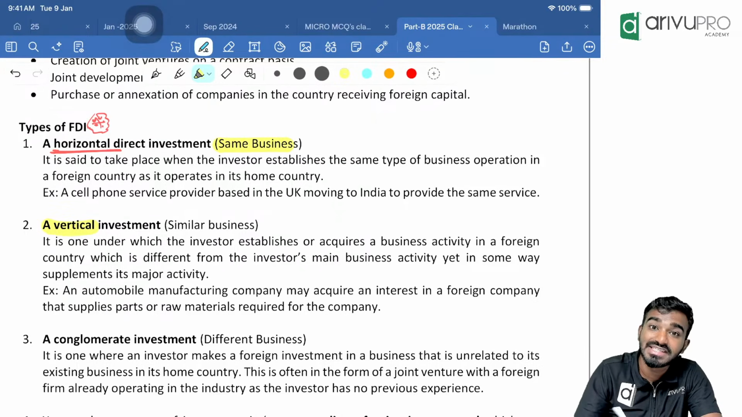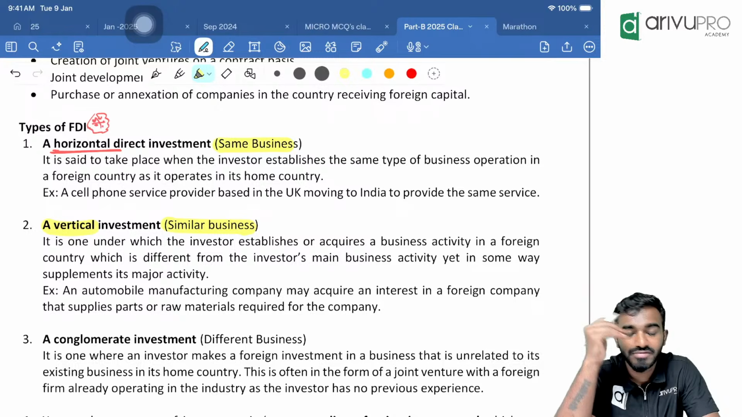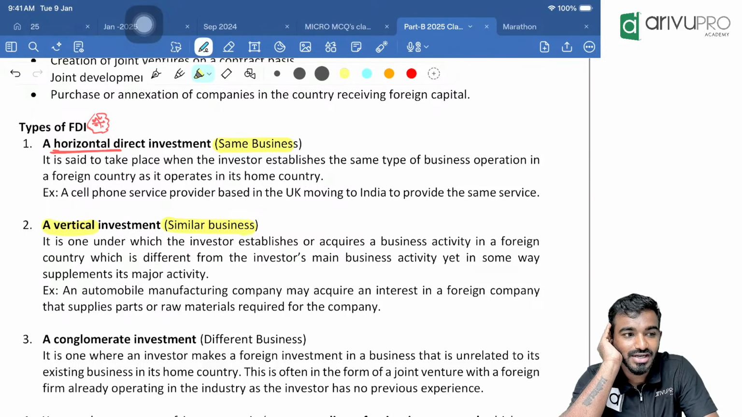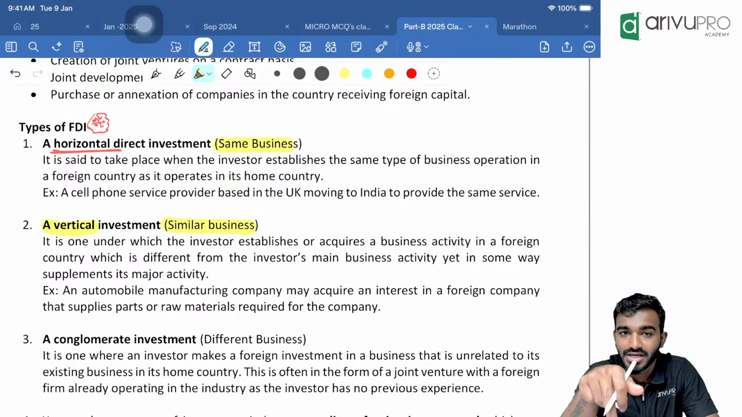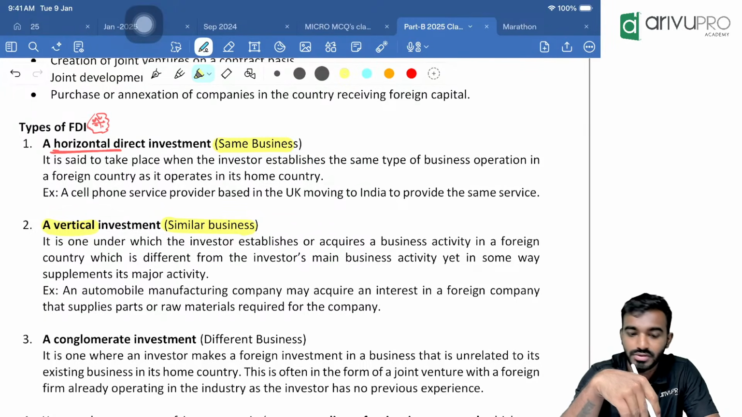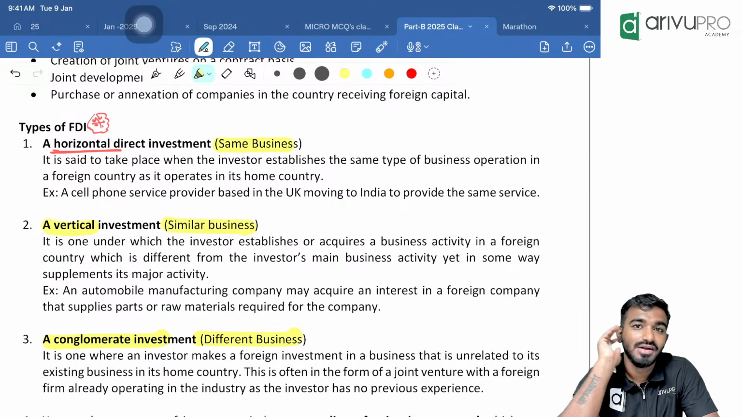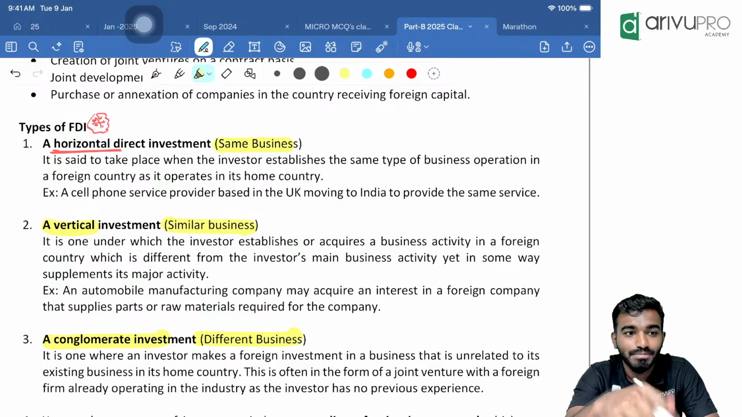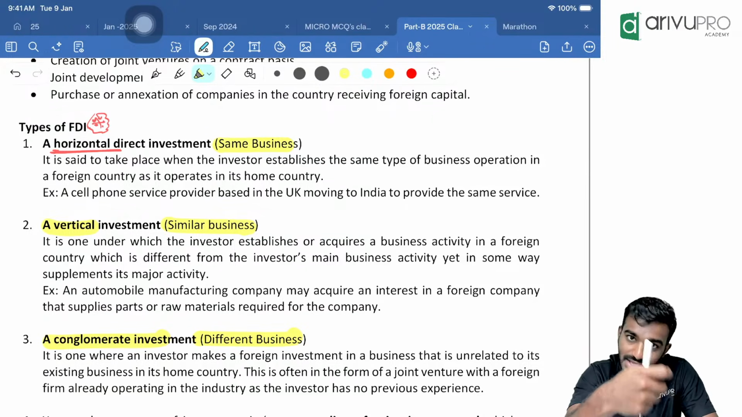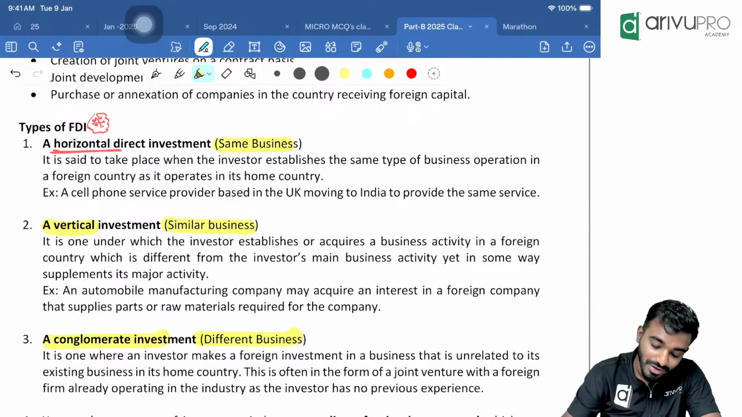Vertical investment: similar business, not the same. Let's say Yamaha will come to India. Rather than starting a two-wheeler manufacturing and sales company, they will start manufacturing tires. Tire is related to the same automobile component only. That is called vertical investment. Conglomerate: totally different business. Yamaha will come to India. Rather than starting a motor vehicle business, now they will start piano, guitar, musical instruments. Yes, they are doing that in India. That is a totally different business.